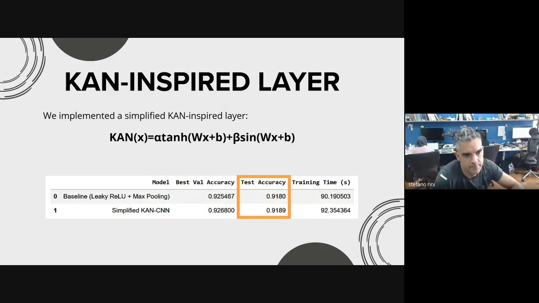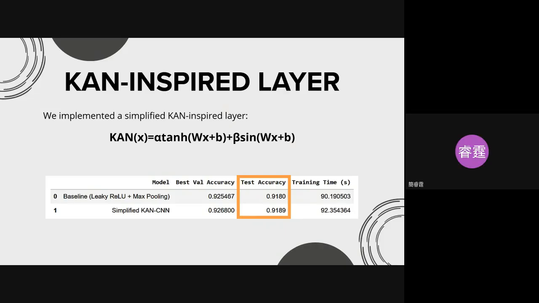Okay. Now the KAN. Oh, so the kernel for the KAN that you take, it's a tanh and a sine. Okay, go ahead. So at the last part, we implement a simplified KAN-inspired layer, which uses kernels.